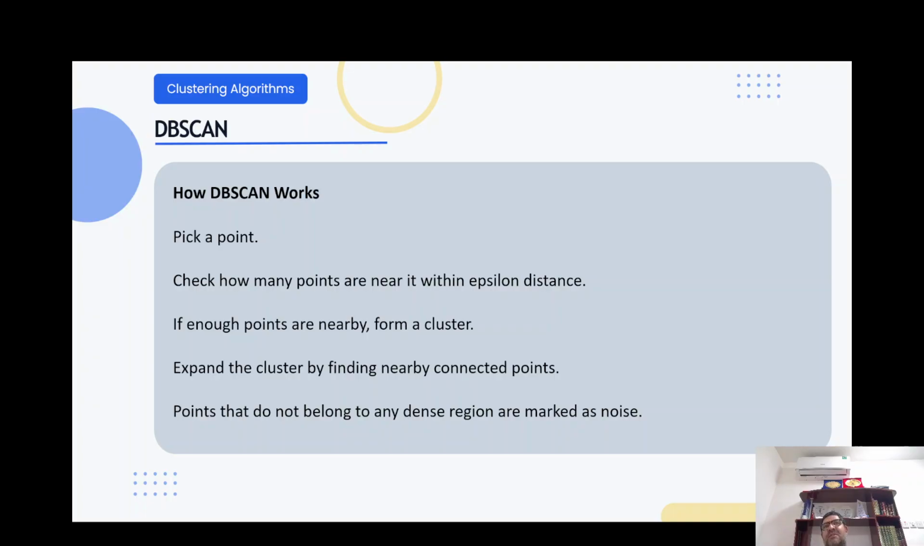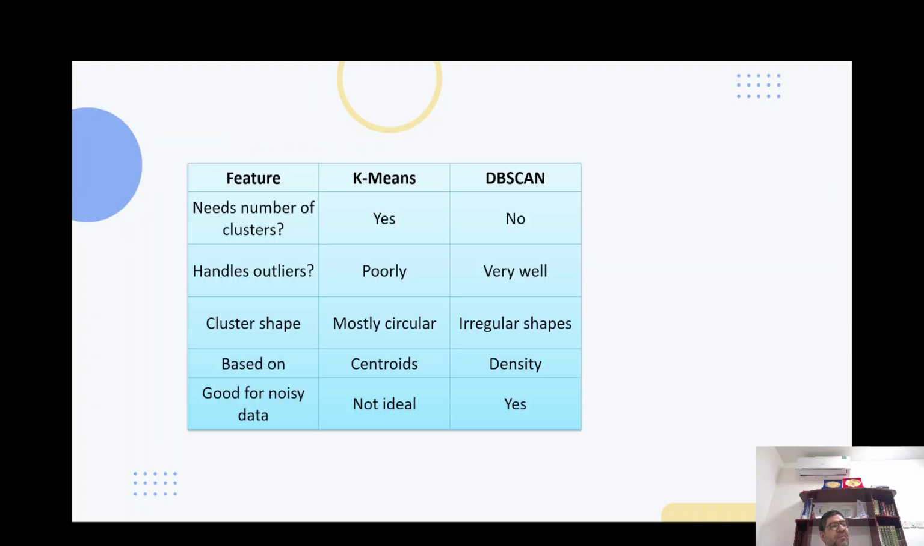Some other points which cannot be part of a cluster, because they are far away, will definitely be marked as noise, and they don't belong to any of the clusters. They are outliers or noise.